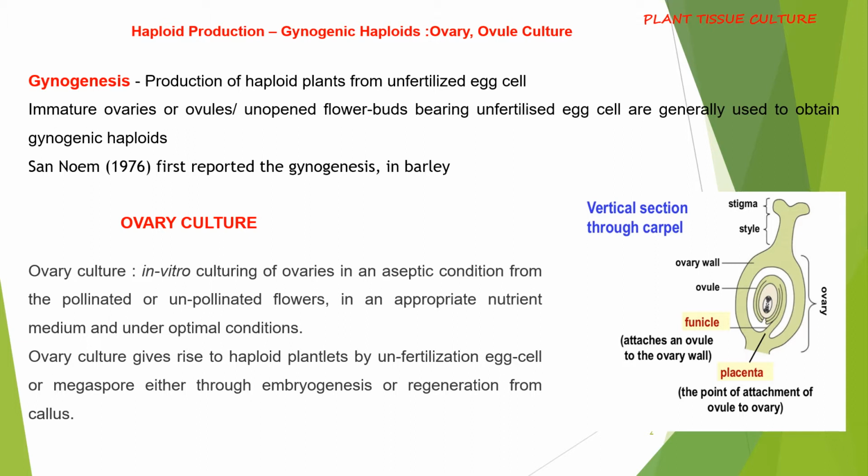Based upon whether the explant used is ovary or ovule, it is categorized as ovary culture and ovule culture respectively. Ovary culture. The technique of culturing ovaries in an aseptic condition from pollinated or unpollinated flowers is known as ovary culture. Ovary culture can be utilized for getting both haploid and diploid plantlets. If the ovary consists of the unfertilized egg, it leads to the formation of haploid plantlets, while an ovary with a fertilized egg gives rise to diploid plantlets.